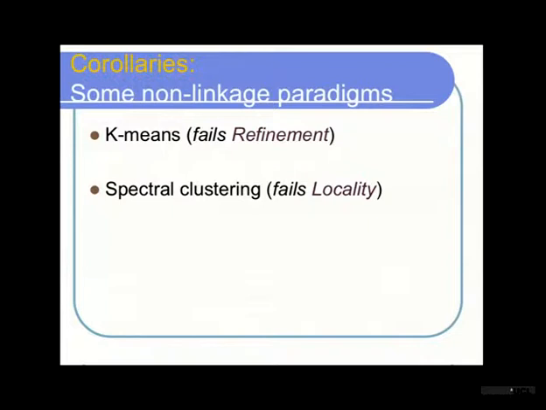And similarly for spectral clustering. It turns out that spectral clustering fails locality, and therefore by this theorem we know that we could not get the outcome of spectral clustering by just agglomeratively merging, using some rule of merging of small clusters. So here is this characterization of another family of clustering functions.